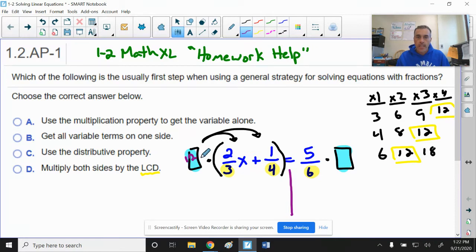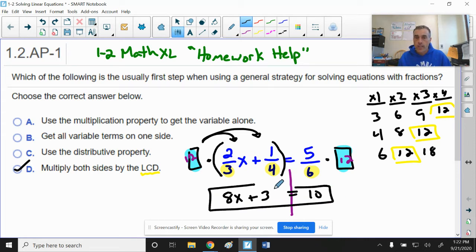If I multiply the left side by 12 and the right side by 12, what ends up happening is I multiply 12 times 2/3. And I'm doing this in my mind, but I get 8x. 12 times 1/4 is 3. And 5/6 times 12 is 10. If I choose to multiply both sides by the least common denominator, what I get is an equivalent equation that is easier to solve. So the textbook is getting us to think about this: eliminate the fractions within any equation by multiplying the left side and the right side by the least common denominator.